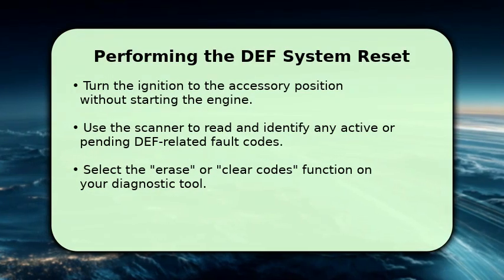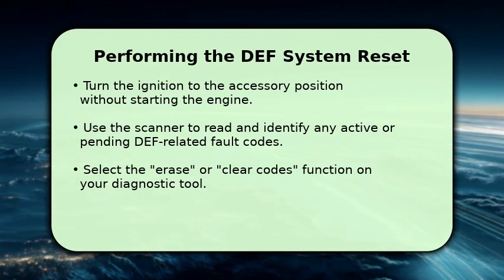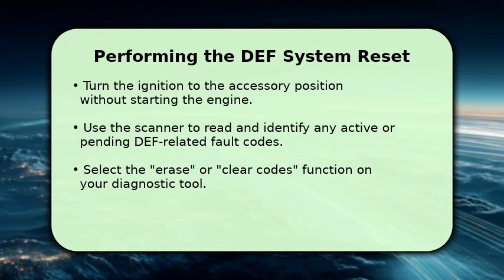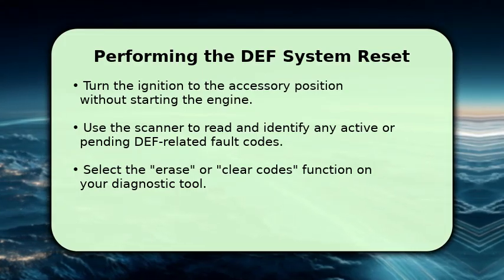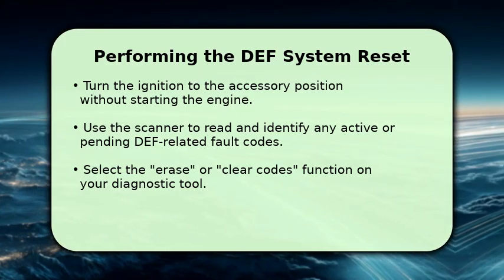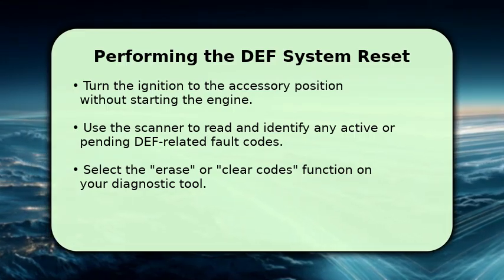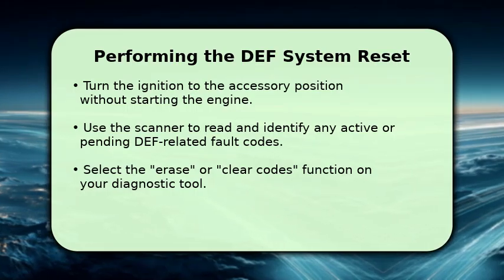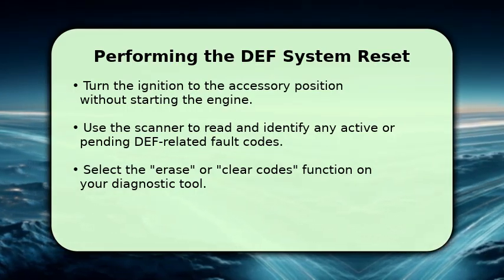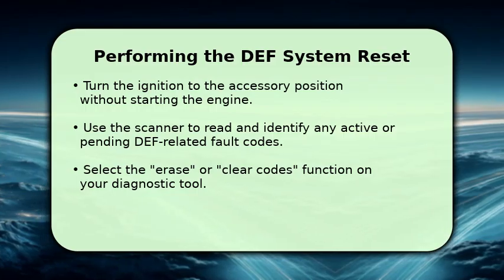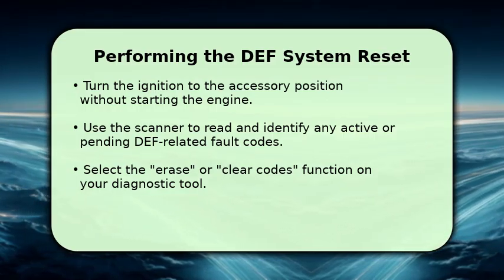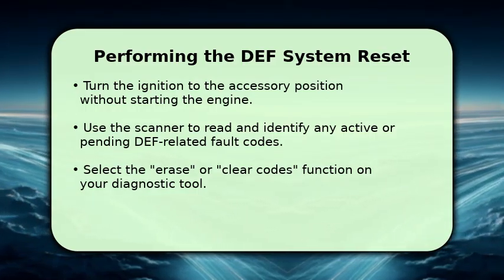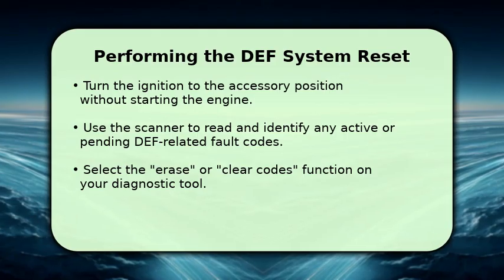This ensures a proper connection before proceeding with any diagnostic steps. Once connected, turn your truck's ignition to the accessory position. Do not start the engine. Your scanner should now power on. Navigate through the scanner's menu to read any active or pending fault codes. Look for codes related to the DEF system, such as P202E. After identifying them, select the Erase or Clear Codes option on your device to remove these warnings from the system.